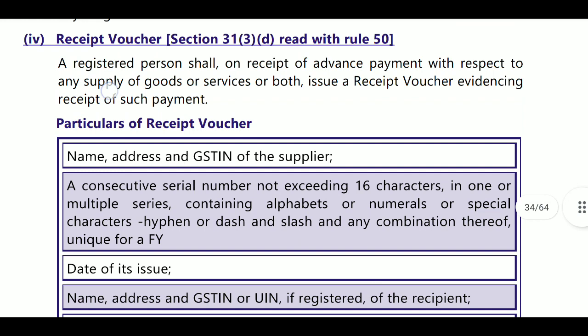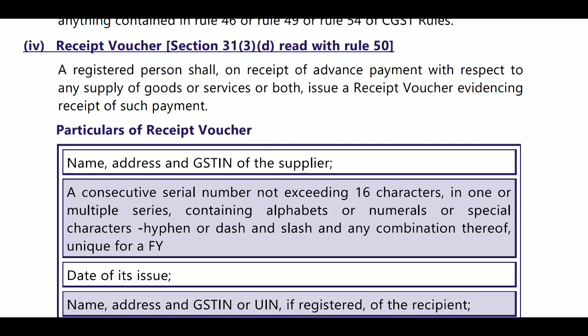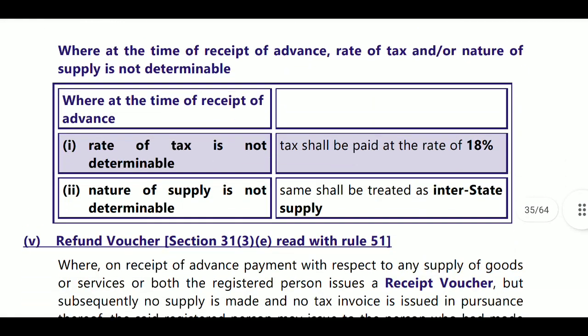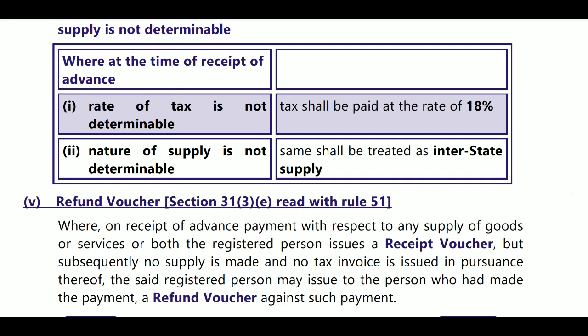Next, receipt voucher. Where the supplier receives any advance payment from the recipient, then a receipt voucher will be issued by the supplier. So here, the supplier is receiving an advance amount, and for that amount he is providing a receipt voucher. I am the person who has received the amount from the recipient, so the receipt voucher will be issued at this time.